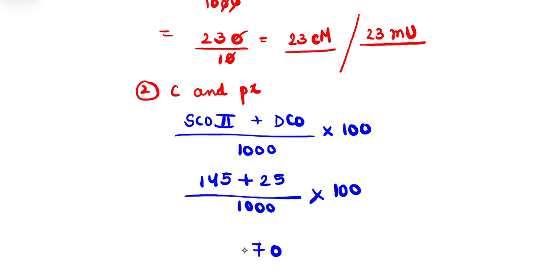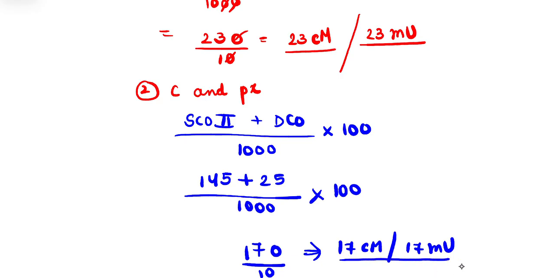So the answer would be 17 centimorgans, or 17 map units. So this is your answer.